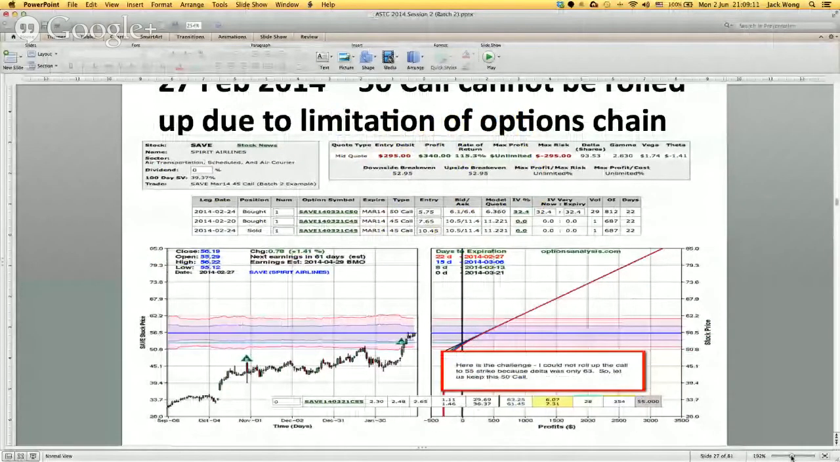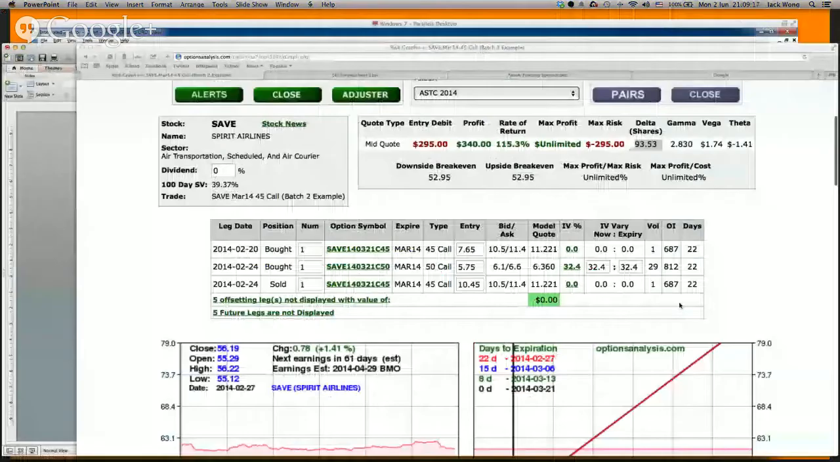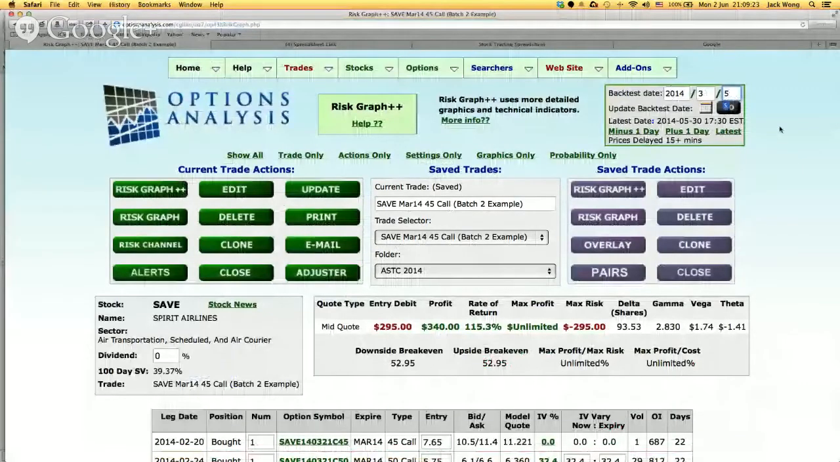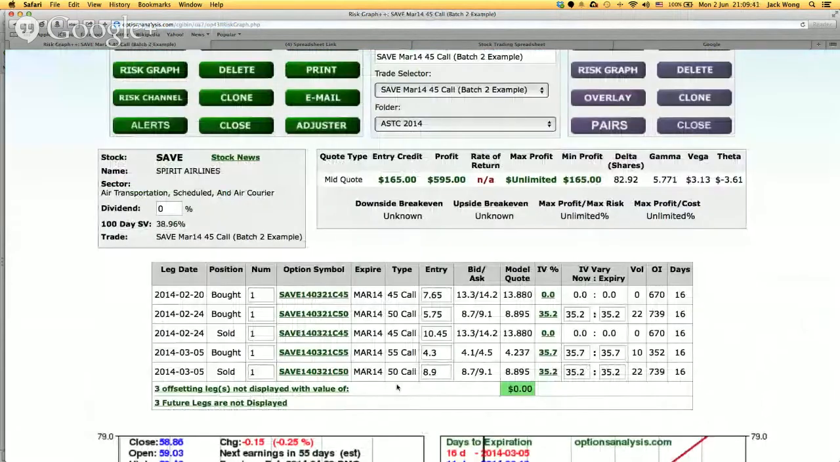I am moving up to 5th of March. So I'm going to 5th March to show you the screenshot, to show you the actual risk graph better. Okay, so 5th March, what I did was, I saw the delta. Now on 5th of March, I was able to roll up and reduce my delta to 82.